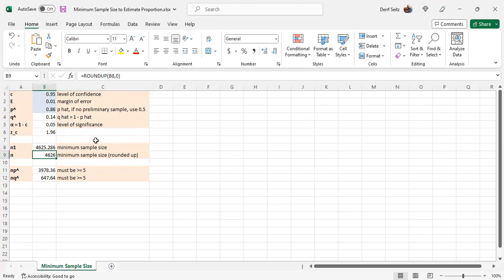In order for this to be valid, two criteria must be met. The criteria checks are down here. NP hat must be greater than or equal to 5, and NQ hat also must be greater than or equal to 5.